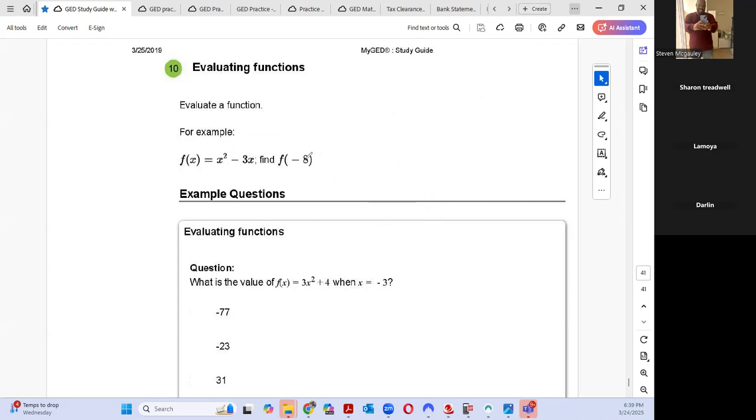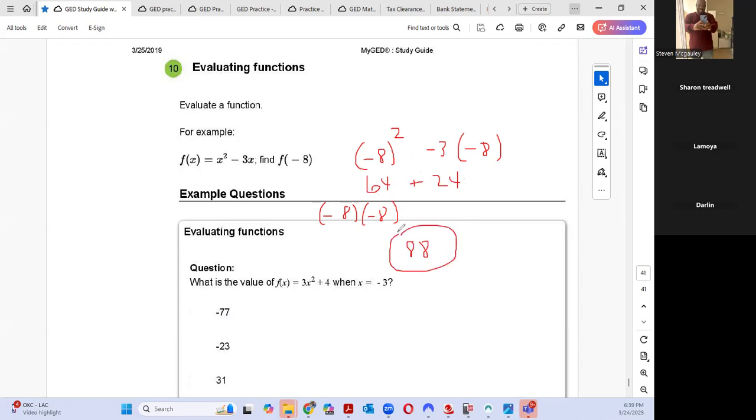Remember, when you square something, you're multiplying the same number by itself. So really, it should have been -8 squared minus 3 times -8. -8 squared. Two negatives make a what? A positive. So we get 64. Two negatives make a positive, plus 24 is 88. Yes.